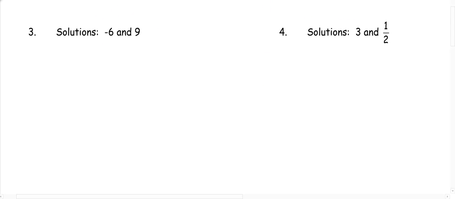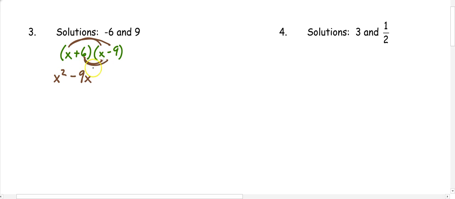Number 3, the solutions are negative 6 and 9, so we have one of each sign. In the parentheses we're going to make the 6 positive, and we're going to make the 9 negative. To solve, again, we're just distributing. So x times x and x times negative 9 gets us x squared minus 9x. We're going to do the same thing with the 6. So 6 times x is 6x, and 6 times negative 9 is negative 54. I'm going to combine those x's together. So I get x squared minus 3x minus 54.